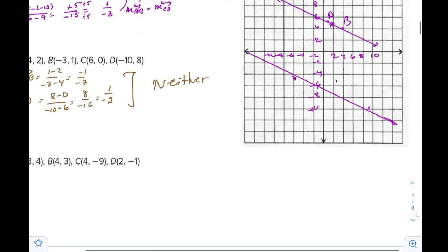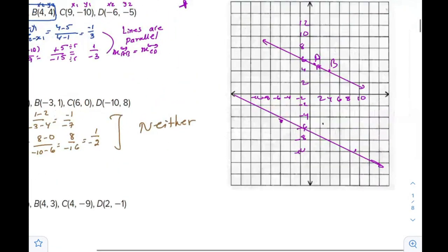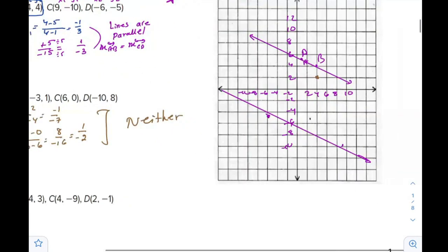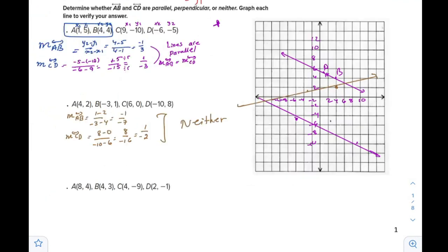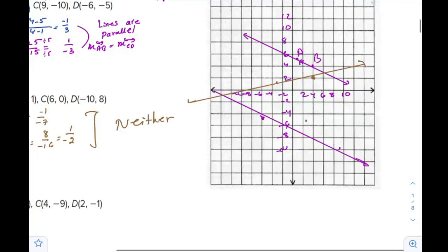So let's graph. The first one, 4 and 2. 4 and 2 is somewhere here. Point B, -3 and 1. -3 and 1 is somewhere here up. And we can match the lines. Almost here. Then CD, 6 and 0, all on the x-axis. -10 and 8, go to -10 up to 8, somewhere here. So this is the second line.